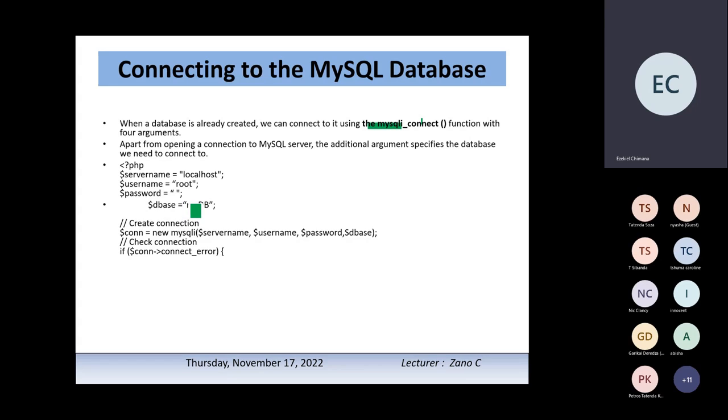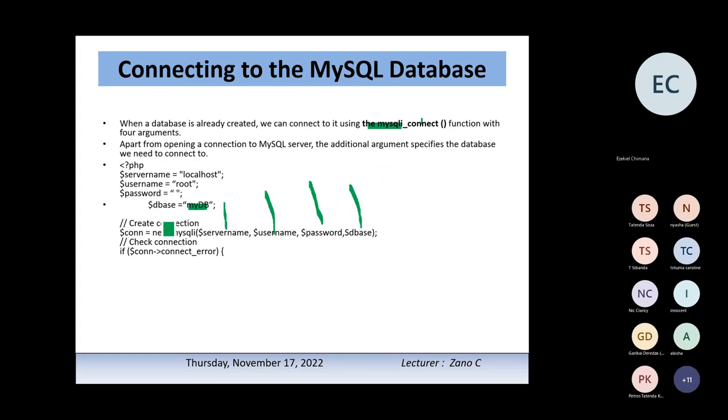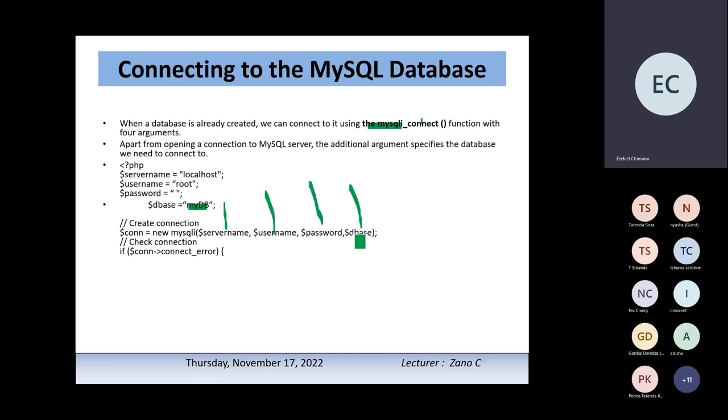This database will be my database that we've actually created. And then on creating the connection, you put 4 arguments: your server name, your username, your password, and the database here, which is this variable that we are passing here. This one is a $, it's not an S.